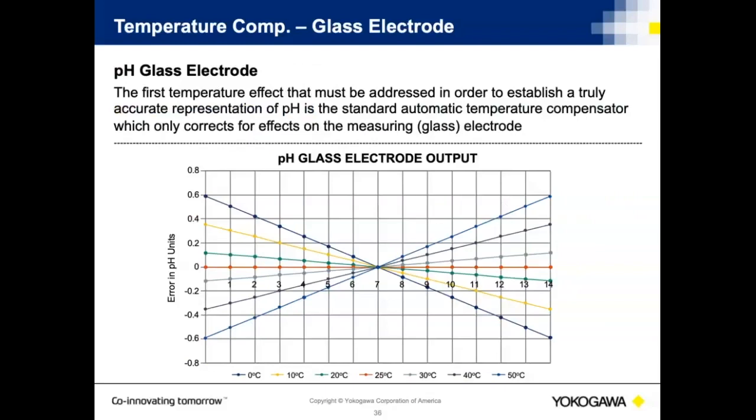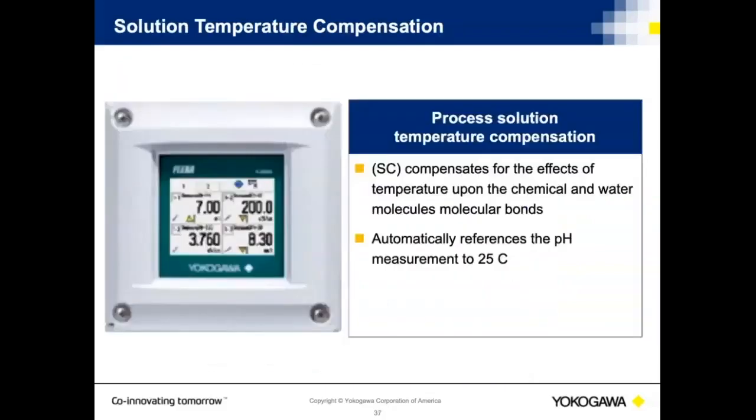Again, it changes with temperature. Solution temperature compensation may or may not be used. It depends on the application. What solution temperature compensation does for you in a high purity application is compensate for the effects of temperature on the molecules themselves, not the glass. It automatically references the pH measurement to 25 degrees C.